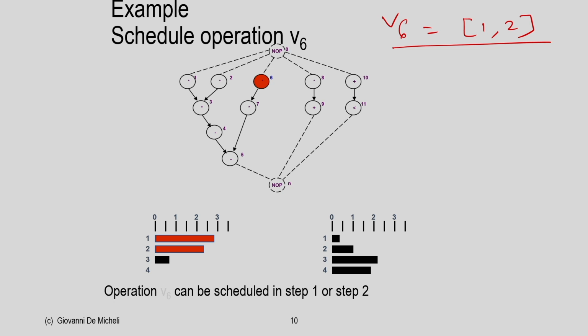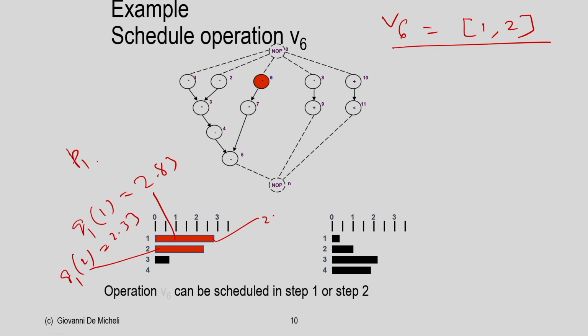So, now let us, so I also know that this is a multiplier type operation, the type is multiplier and this is the q I, that q 1 of 1 is 2.83, right, this value, and this value is q 1 of 2, operator type 1 in time step 2, which is 2.33. So, that P 6 operation 1 in time step 1 is 0.5 and P 6 2 is 0.5, it can schedule in this time step.